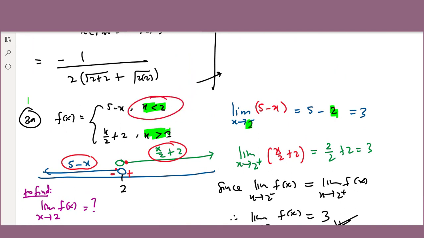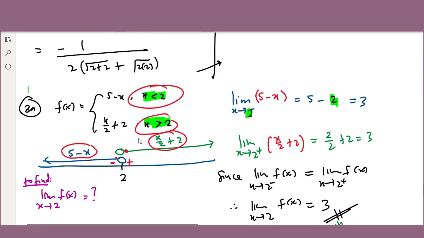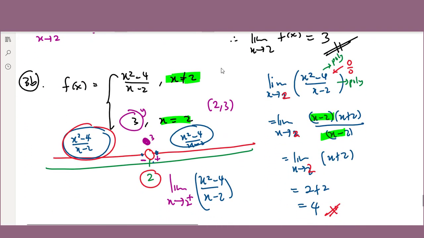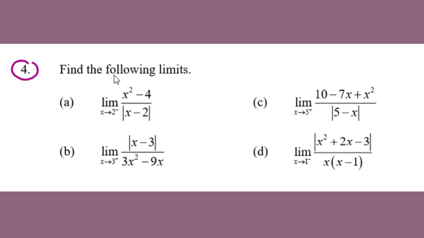Okay, less than 2 and equals than 2. So this is the region. For 3b, not equal to and equal to. So you can do number 3. And for number 3, number 4, find the following limits.